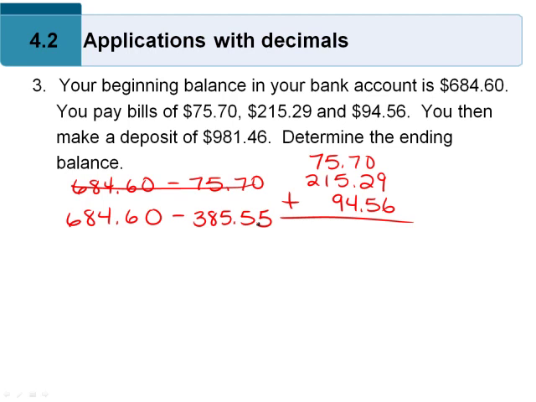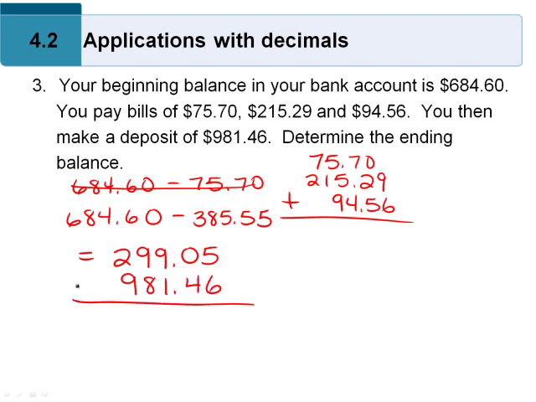Okay, so we subtract there. 684.60 minus 385.55 gives me 299.05. Okay, so that's what I have left after I pay my bills. You then make a deposit of $981.46. Well, that deposit is money in your favor, so you're going to add the $981.46.